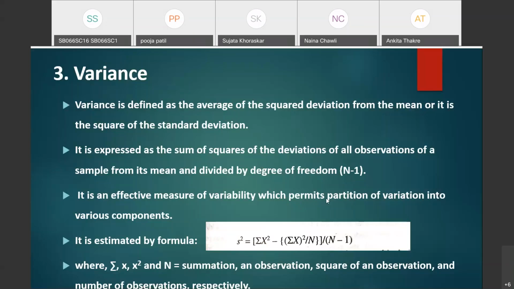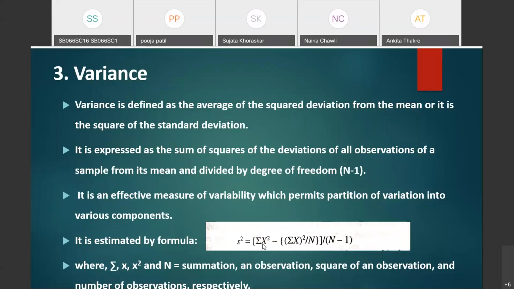Here you can see the sum of squares of the deviations, which is the square of the deviations. It is the sum of the squares of the deviations of all observations of a sample from its mean, divided by the degrees of freedom, that is n minus 1, where n means the number of observations. This is the formula by which the variance is calculated. Variance is denoted as s squared.